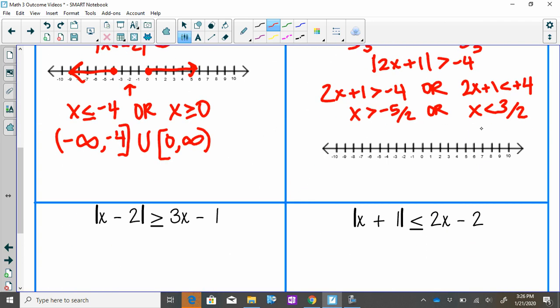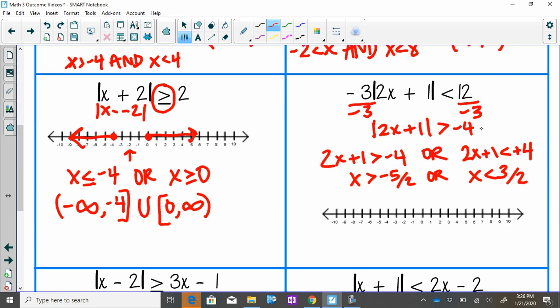This is one that should be an or, which normally looks like two arrows pointing opposite directions. Here I have x greater than negative 5/2. Well, that's negative 2.5, so that would look like this, pointing this way. Or x is less than 3/2, which is 1.5. Well, that's this arrow pointing this way. So that looks a little bit different than what we're used to. So this is where we want to analyze the solution's meaning.